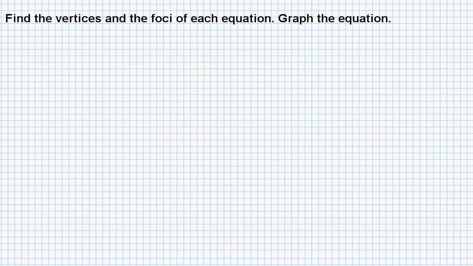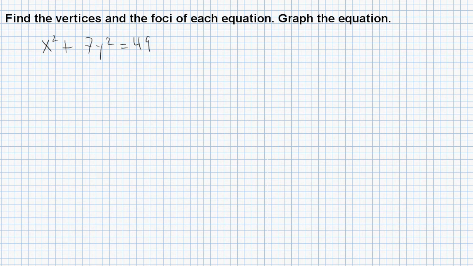This is Mr. Waters again, and here's another example for page 642. In this case, the information is a little bit different. We're going to be given the equation of the ellipse, and we're supposed to find the vertices and the foci of each equation, and then graph it. Let's say that we're given this equation: x squared plus 7y squared is equal to 49.